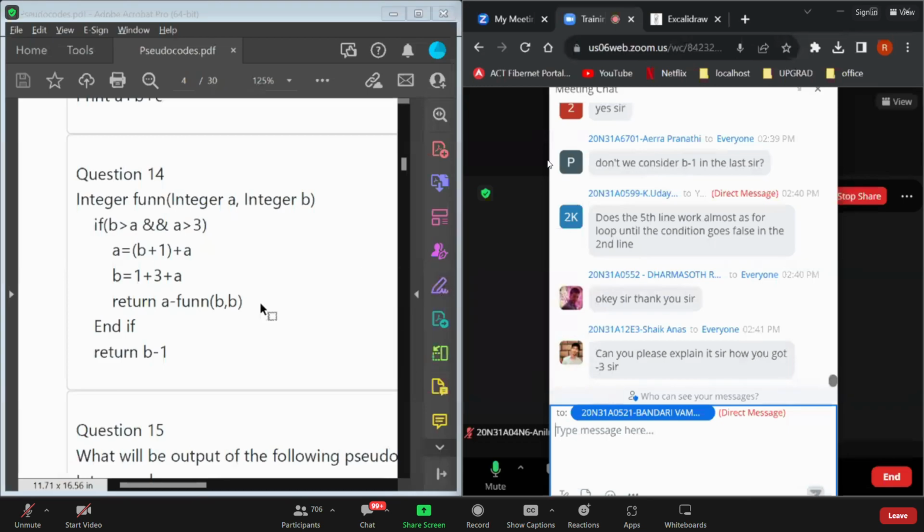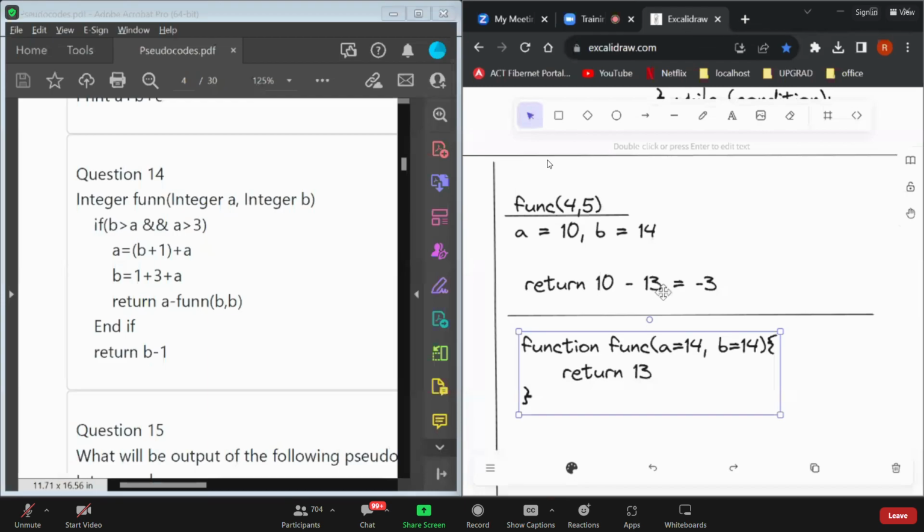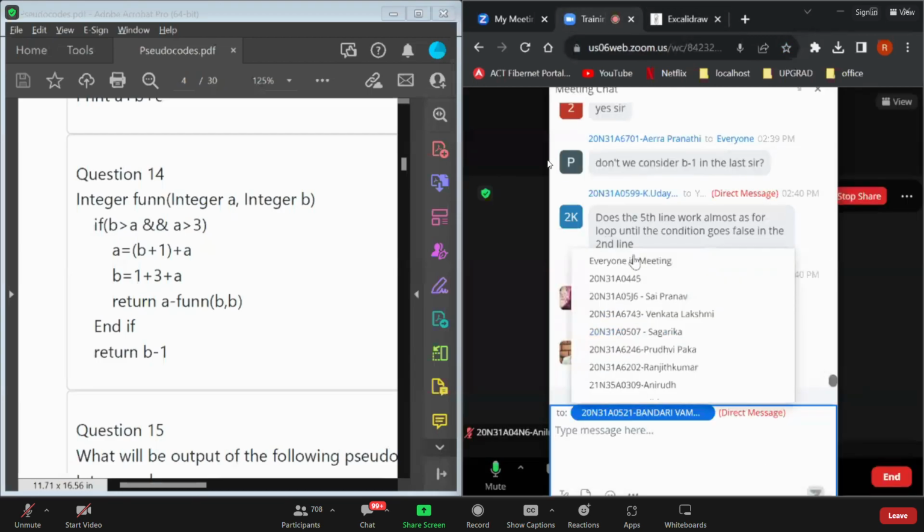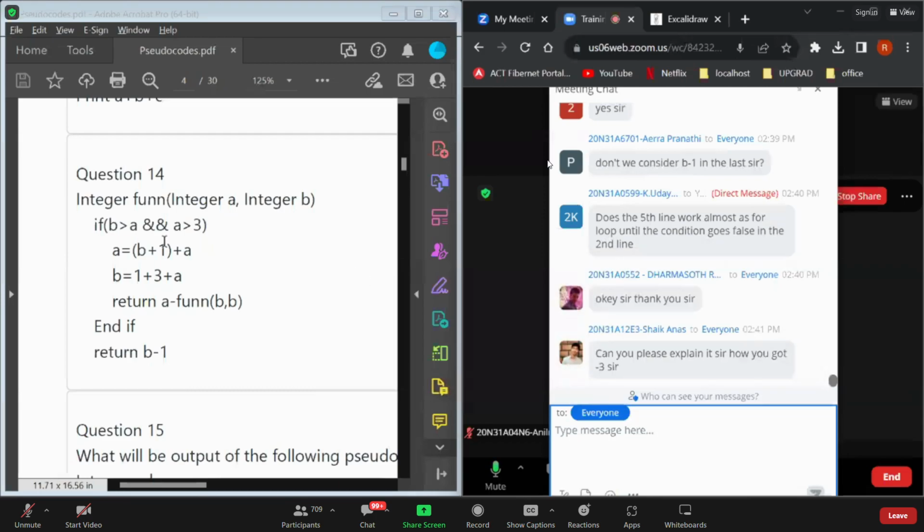How did you get minus 3? Simple. 10 minus function of 14 comma 14, right? I don't know what the value of 14 comma 14 is. I found out that the value of 14 comma 14 is 13. So just replace the value here. 10 minus 13 gave me minus 3. Now don't tell me that you don't know subtractions also. So this is how you answer a recursive function call.